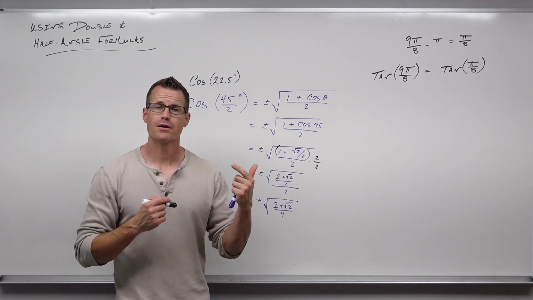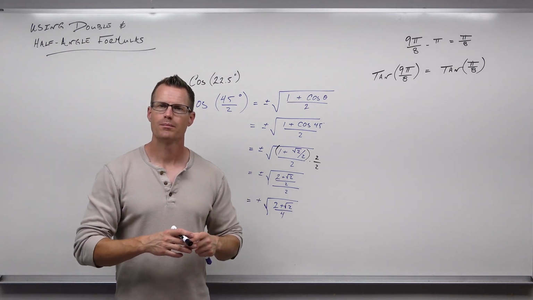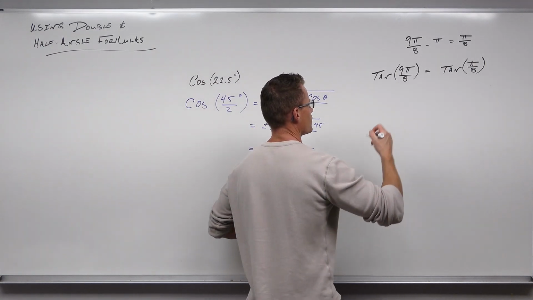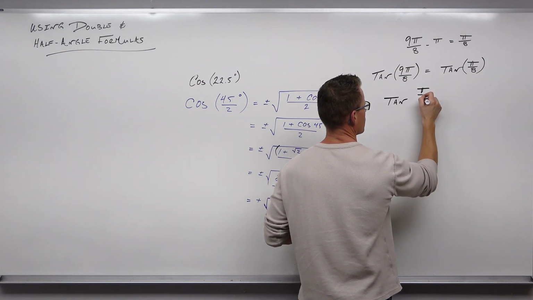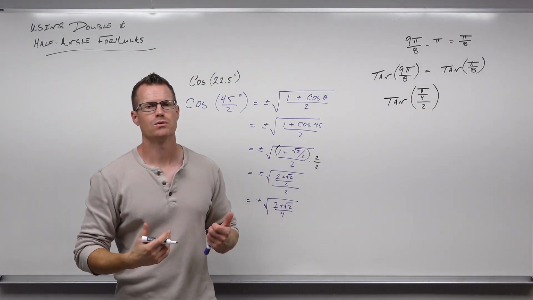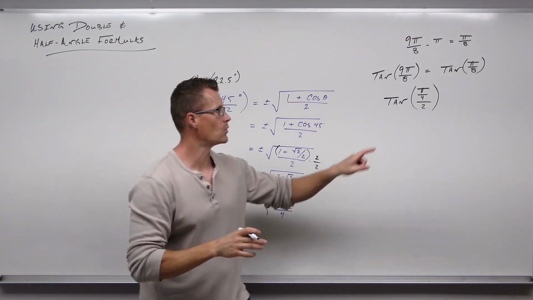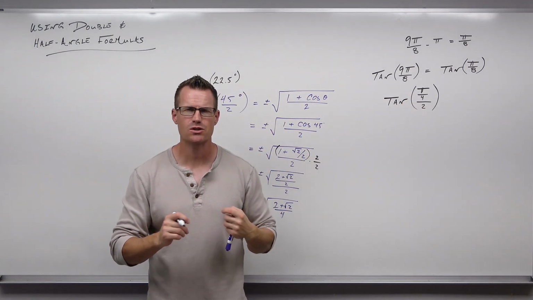Well, pi over 8 looks like half of some other angle. What angle? Pi over 4. Pi over 8 is half of pi over 4. If you took pi over 4 and divided by 2, you get pi over 8. Therefore, pi over 8 is half of that angle. And that is what we get to use in our formula. That's what makes it so nice.